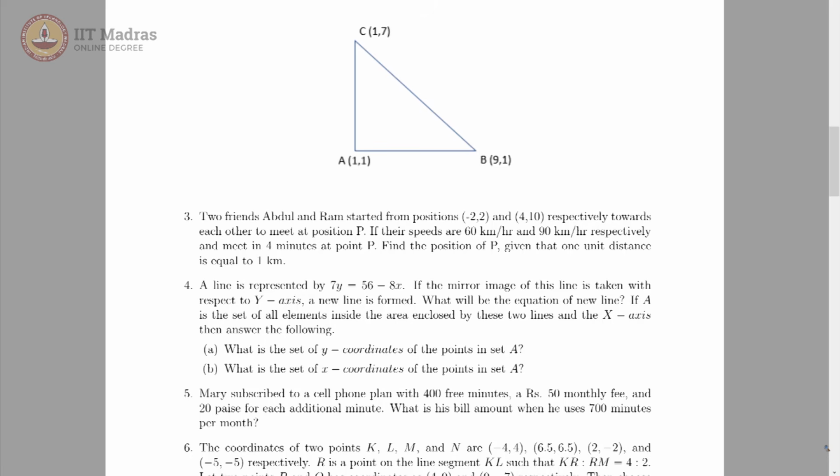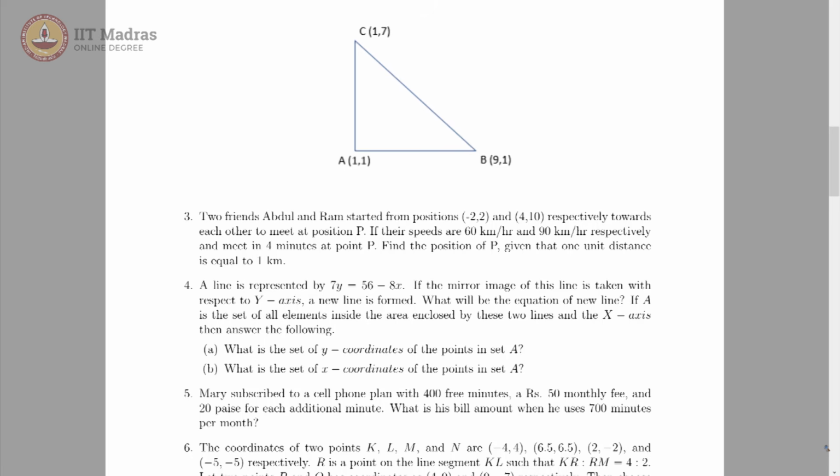The third question: the two friends are positioned at these two locations, and both of them go to a position P. Their speeds are given and the time of their meeting is given. Then what should be this position P, given that 1 unit distance is equal to 1 kilometer?